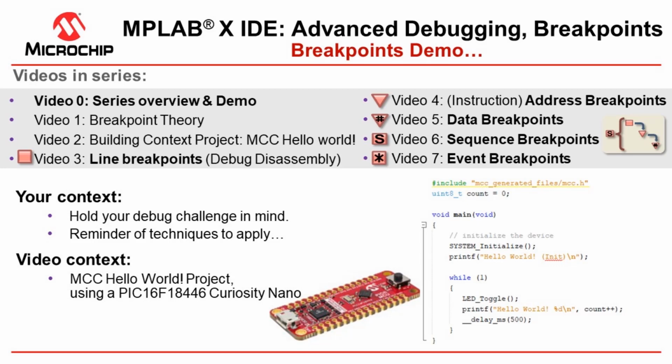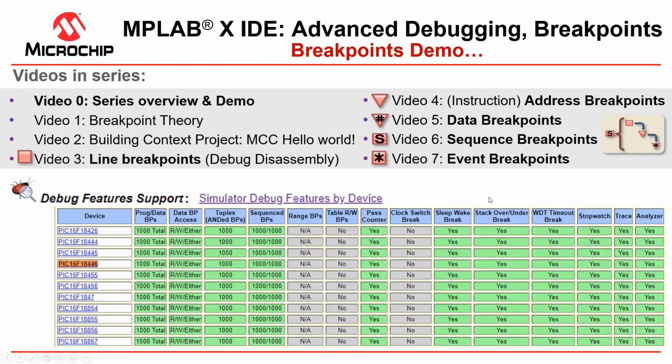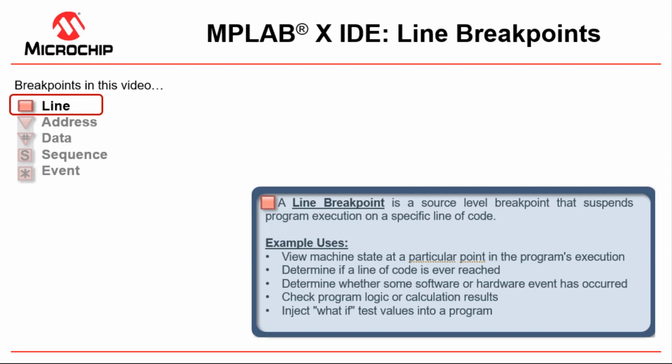We start with some theory, how the breakpoints work behind the scenes, then build up context, the MCC Hello World project. In videos 3 and 4, we cover line and address breakpoints, which are both program breakpoints. Video 5 covers data breakpoints, and up until this point you can see that there's hardware tool debug support for this microcontroller. For sequence breakpoints and event breakpoints, we go into the simulator to show off these features.